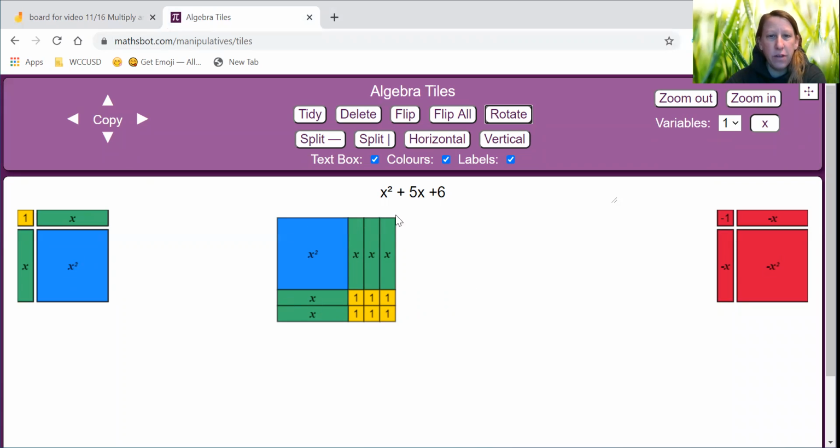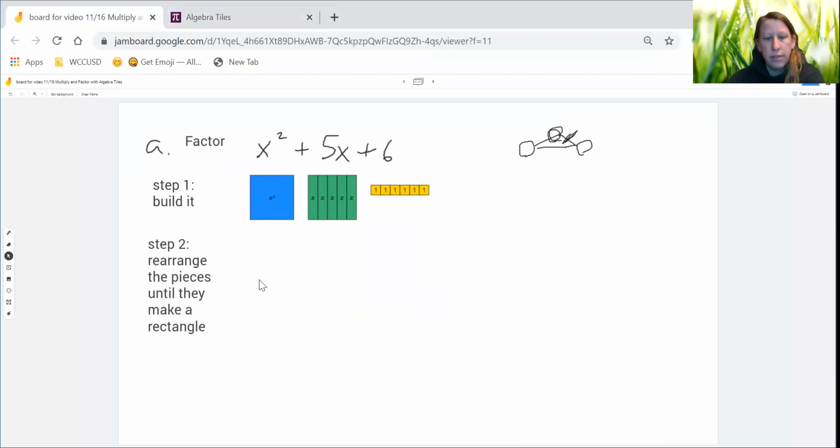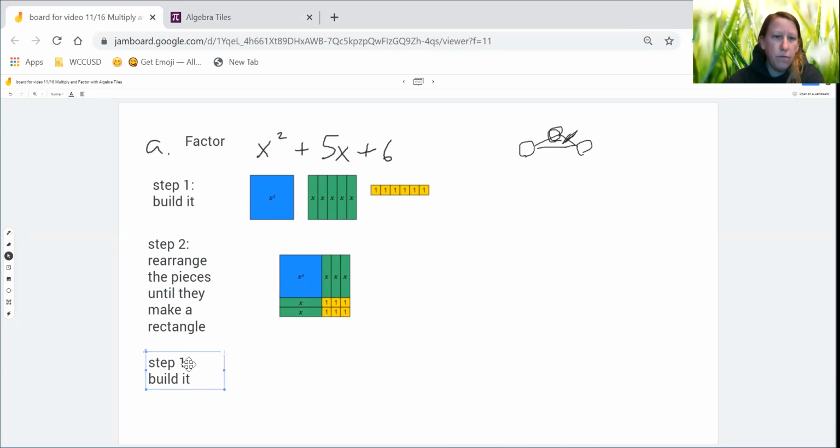See, all the pieces fit beautifully together. So that's the next step. First, we get the pieces we have, then we drag them around until we make them fit into a rectangle. And the reason why we're trying to fit them into a rectangle is because the answer to this problem when we factor is going to be the sides of the rectangle. Okay, so step 3 is going to be figure out the sides of the rectangle.